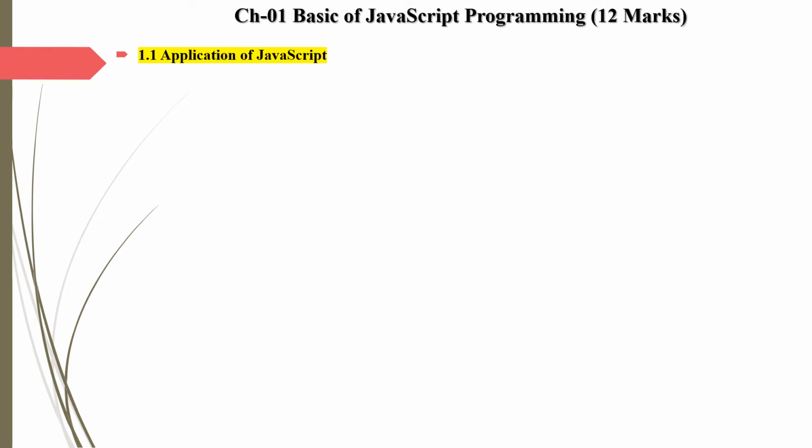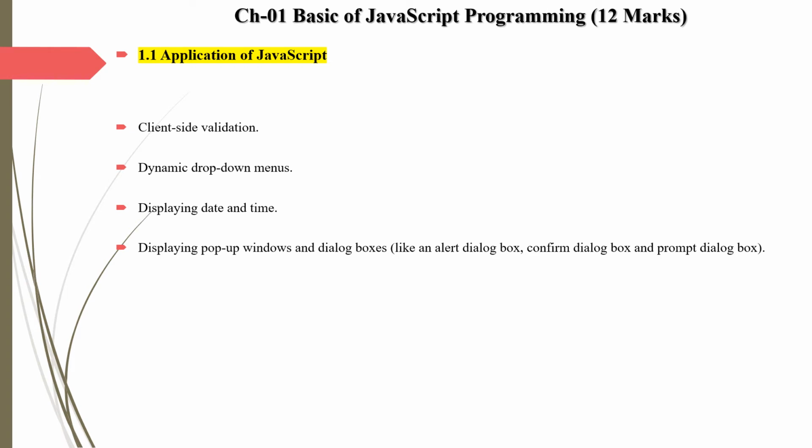Next, we see the applications of JavaScript. First application: client side validation, dynamic drop down menu. Next application is displaying date and time. Then next is displaying pop-up windows and dialog boxes like alert dialog box, confirm dialog box, and prompt dialog box. And last application is displaying clocks. So these are the applications of JavaScript. We can create systems using JavaScript like client side validation, dynamic drop down menu, etc.